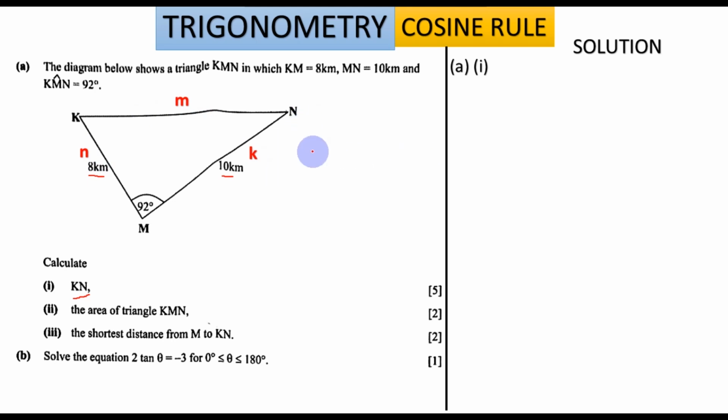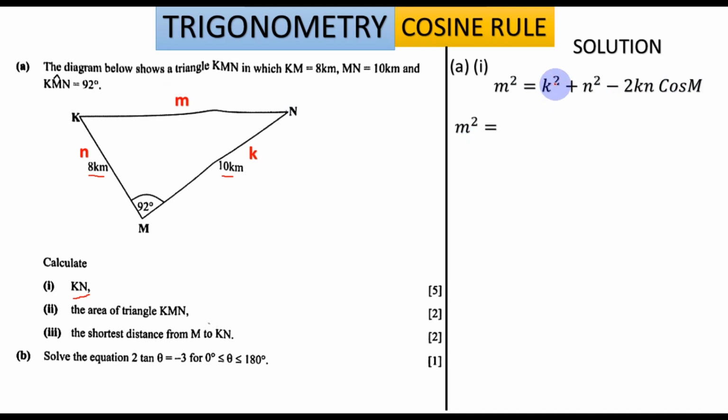All right, so let's come up with a formula now which will help us to calculate Kn. So we'll say m squared equals the adjacent sides to the angle, k squared plus n squared, minus the multiplication of 2 times Kn cos m, the angle opposite to the side I'm trying to calculate. This is the formula here. Let us substitute our values.